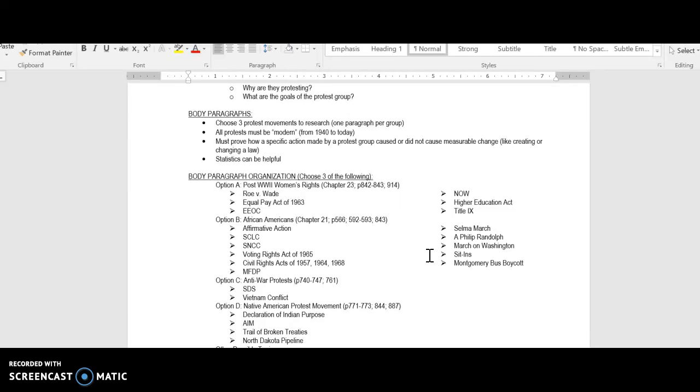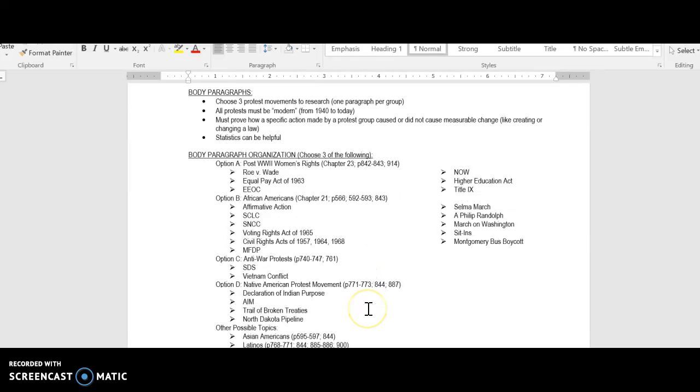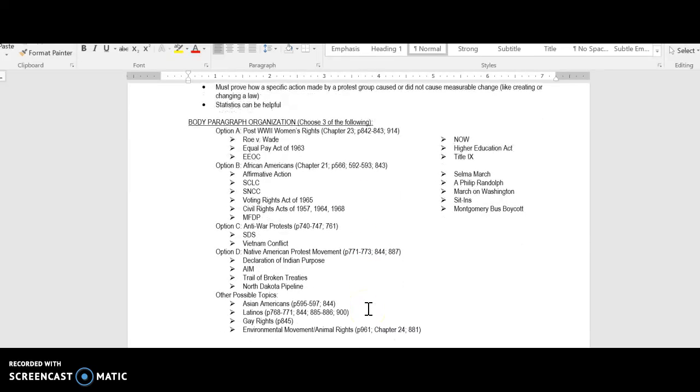Besides creating new laws, you're going to find examples of Supreme Court cases. Filing a case with the Supreme Court in and of itself is an act of protest. So you will see things like Roe versus Wade as possible search items or examples that you can use.